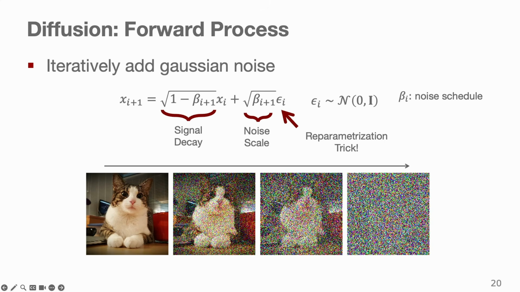And notice we're using the reparametrization structure here again, writing the noisy sample as a deterministic function of the current state plus some fixed noise variable. We will see the benefits of this in a couple of slides.